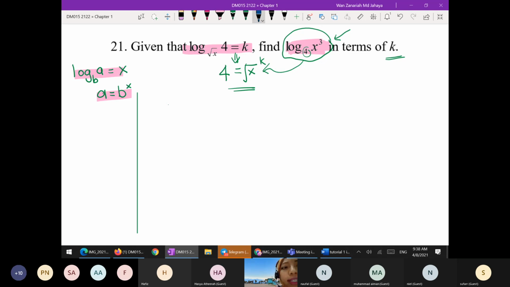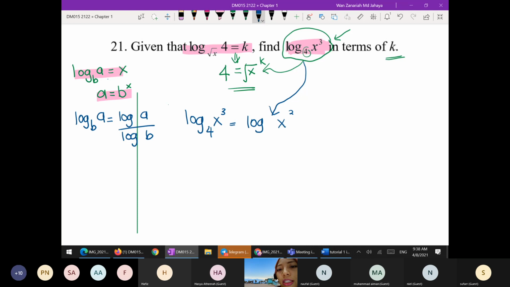Iaitu dia jadi apa? No, properties ini dia tak boleh guna sebab dia bukan equal. Nampak tak ada tak equal kat sini? Tak ada. Sebaliknya maksud I dia boleh tukar ini. Log A base B equals to apa? Equals to log A over log B. So jadinya yang ini kita akan tukar jadi dulu. Okay, so I tulis log x cube equals to 4 adalah equivalent to log x cube over log 4. Okay, I introduce base 10.